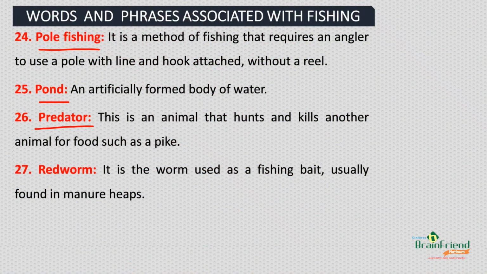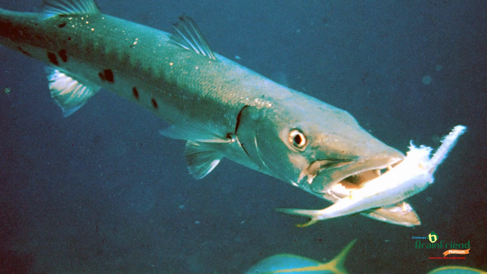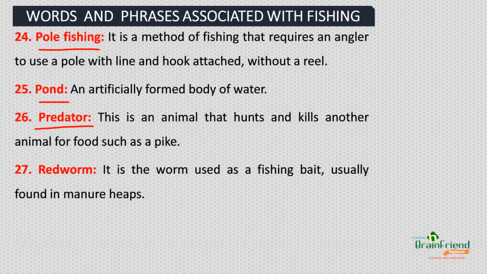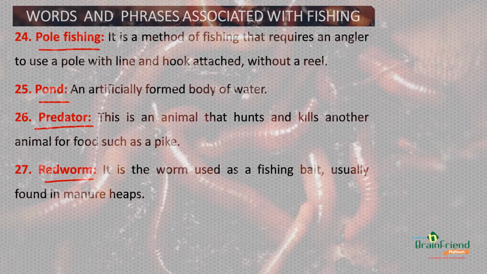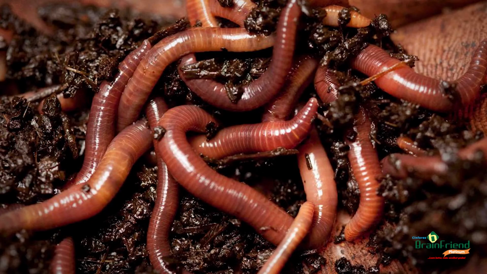Also, we have predator. A predator is an animal that hunts and kills another animal for food. An example is pike. Next, we have red worm. This is a type of worm used as a fishing bait, and it is usually found in manure heaps.